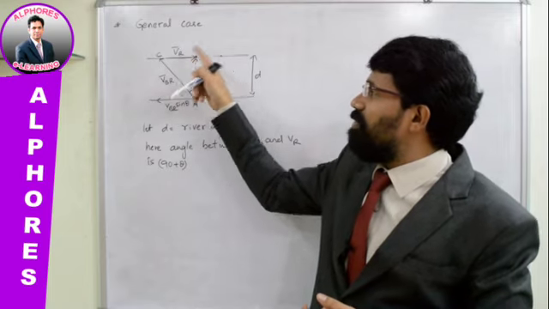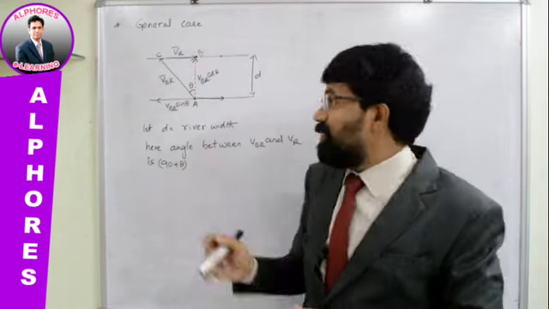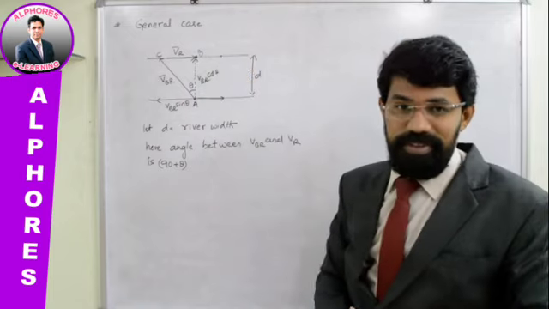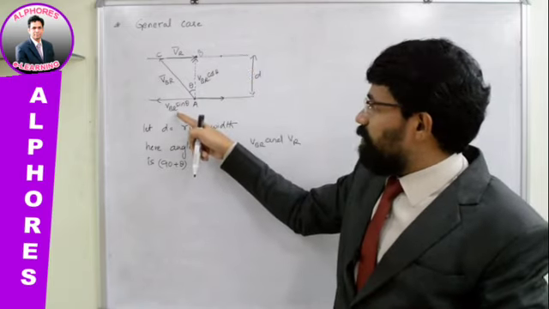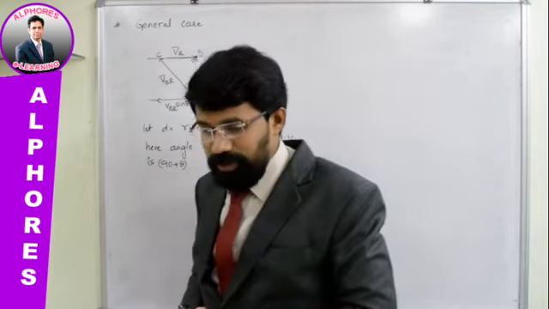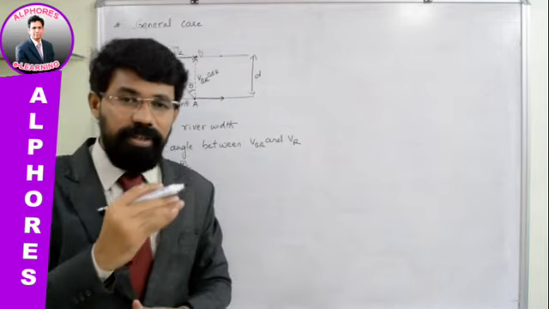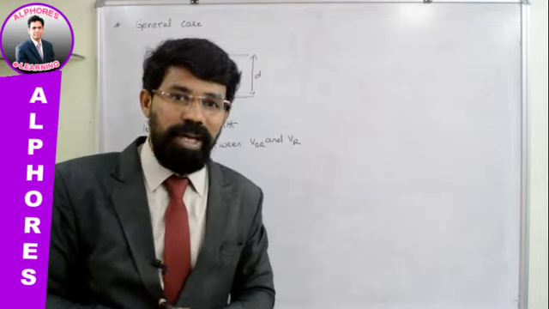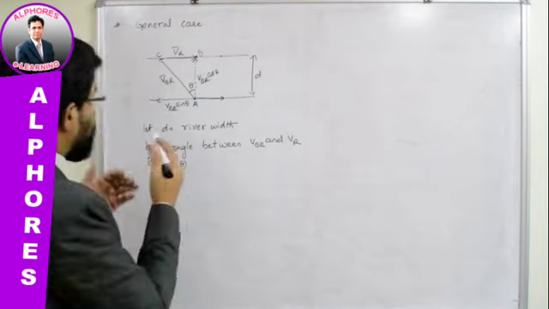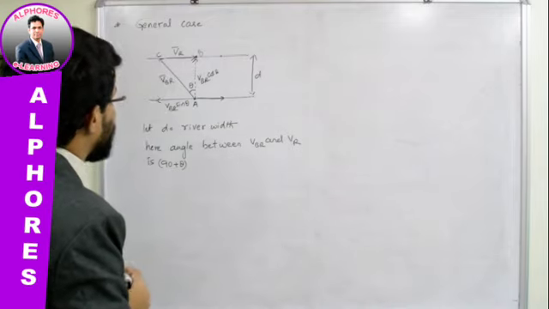If it is less than VR, it means the river flow will dominate now, so it will reach somewhere here, isn't it? So the value of this VBR sin theta is going to play a crucial role in deciding where the boat will meet the other bank. Okay, so let us try to understand a few other details connected with this picture.